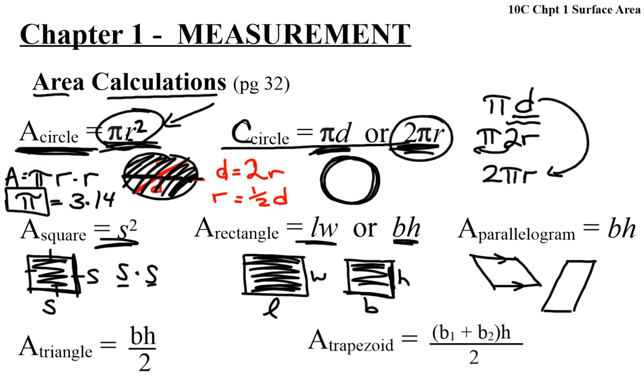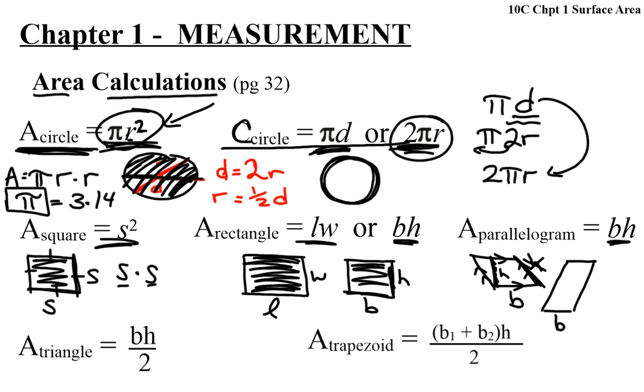Parallelogram, opposite sides are always parallel, and it's just a base times height. But we have to be careful with the parallelogram. The base is one of the sides, but the height is the distance between them. The side length is not the height. The height is the distance from base to base.